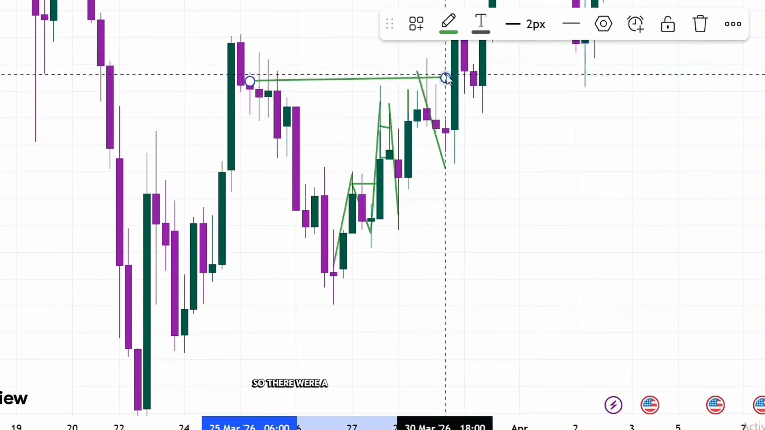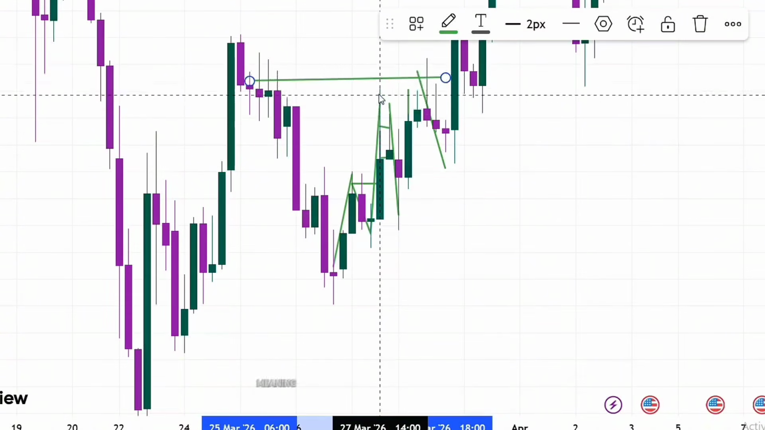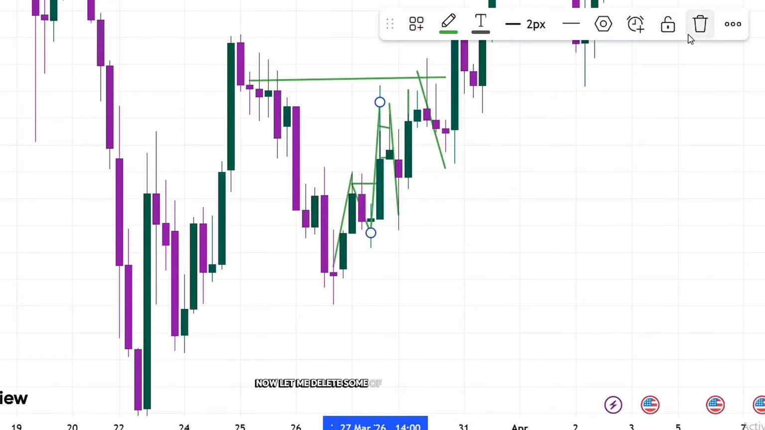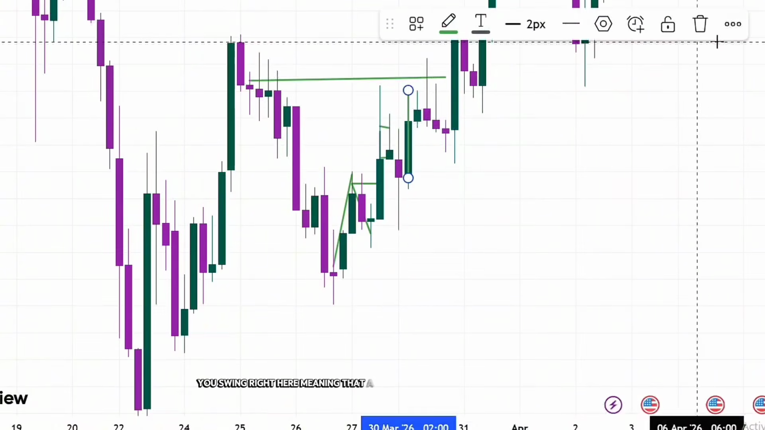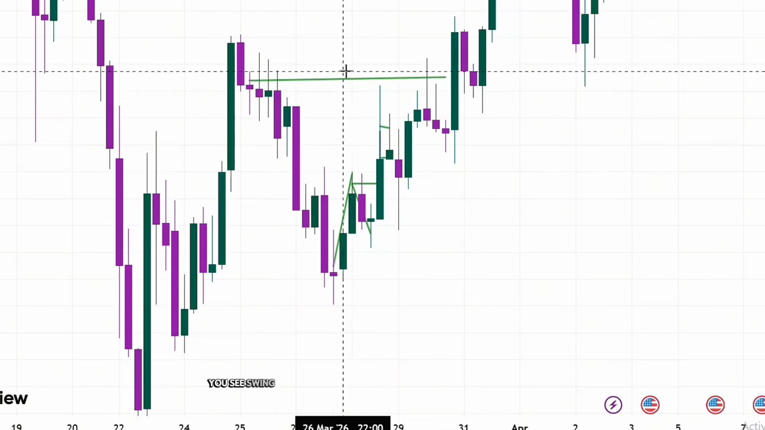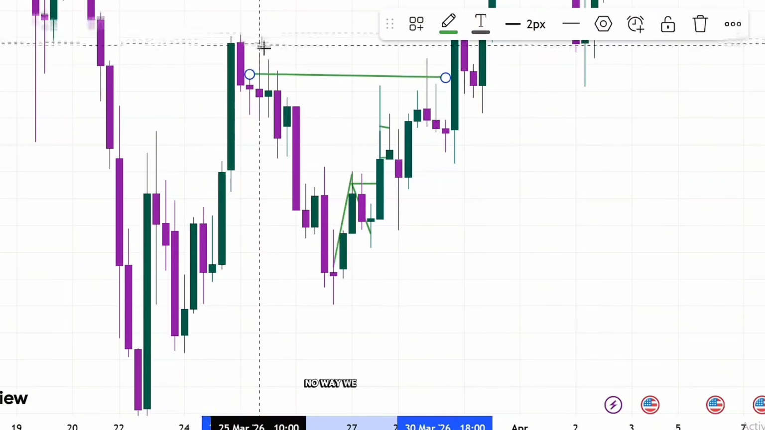So there was a lot of challenge happening here, which is the reason you are seeing a lot of swing, meaning that sellers are attacking these guys. Now let me delete some of these just for clarity. You swing right here, meaning that a rejection is happening at that top. You see the swing, meaning that a lot of sellers are sitting here saying, no way, we need to sell off.